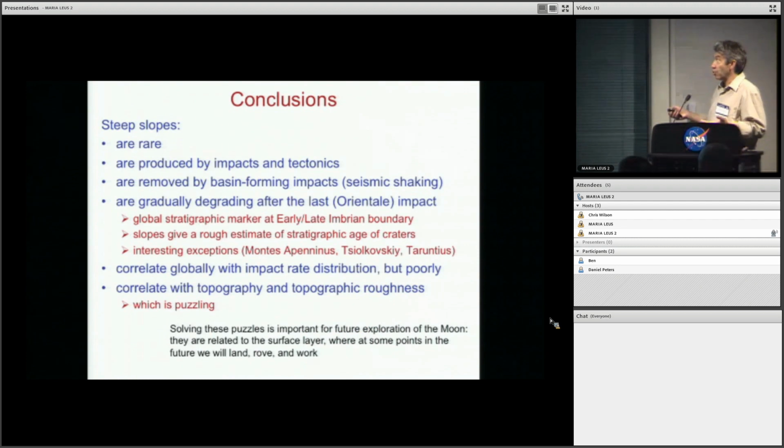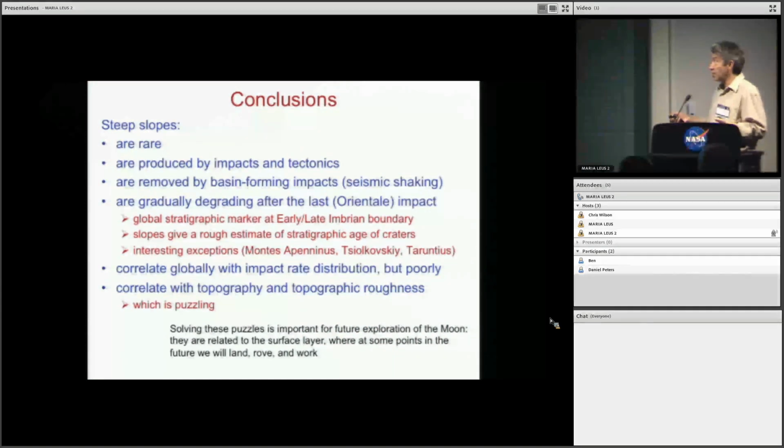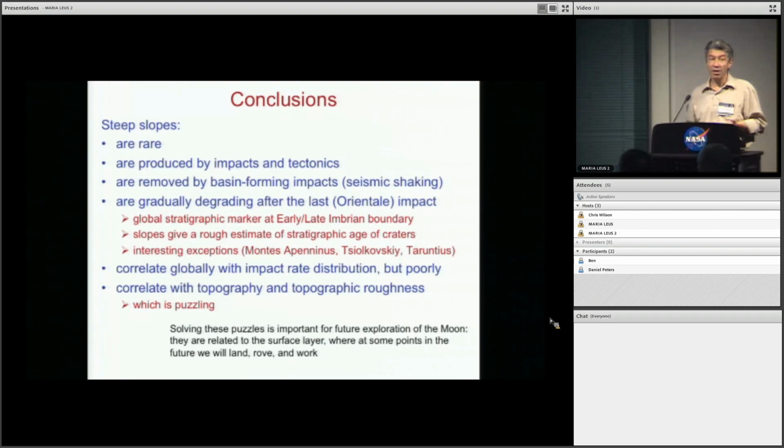Well, this is more or less our conclusion: steep slopes are useful, and we see this removal of all steep slopes by the Orientale impact and a gradual decrease of slopes with time. And we see these puzzles, and we need to solve them. Thank you.